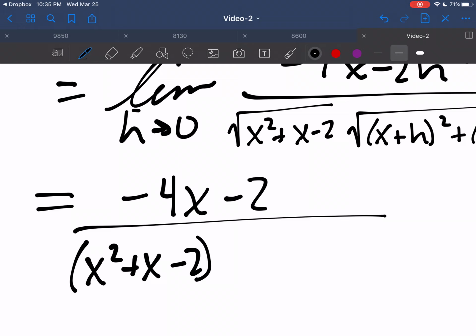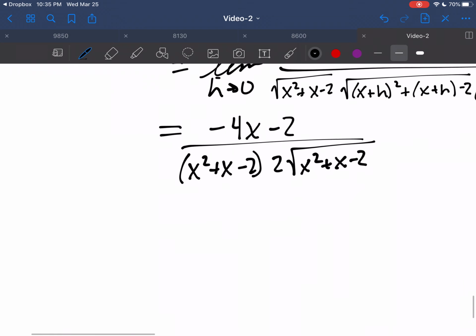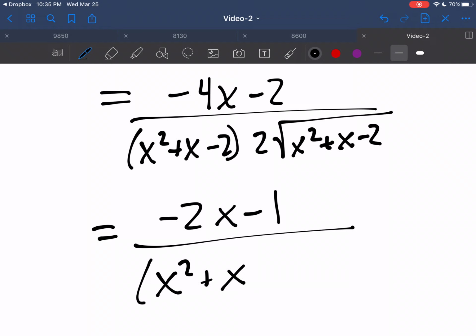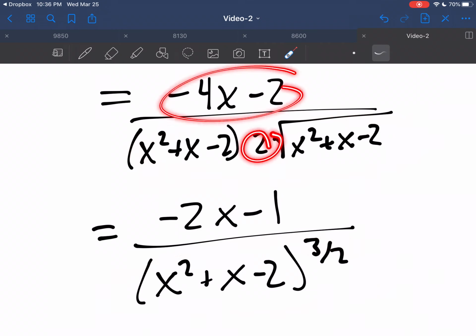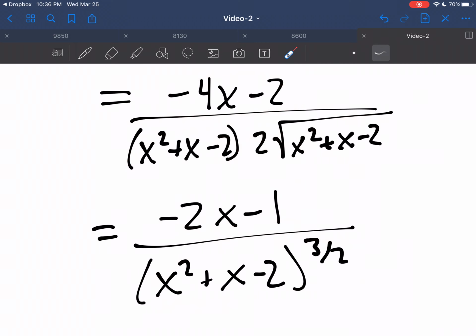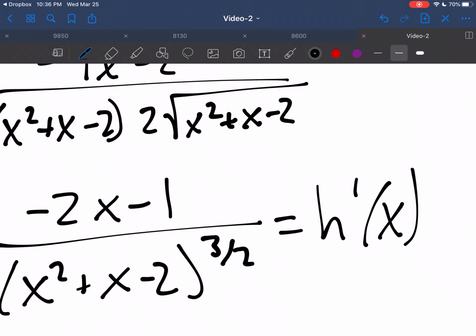times 2 times the square root of x squared plus x minus 2, okay, which is equal to negative 2x minus 1 divided by x squared plus x minus 2 to the 3/2. Okay, so if we simplify these, this divided by 2 simplifies, and then our two radicals, I guess. Okay, and then this is our derivative. So h prime of x.